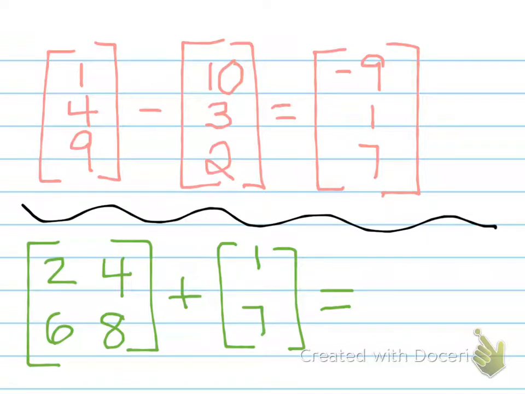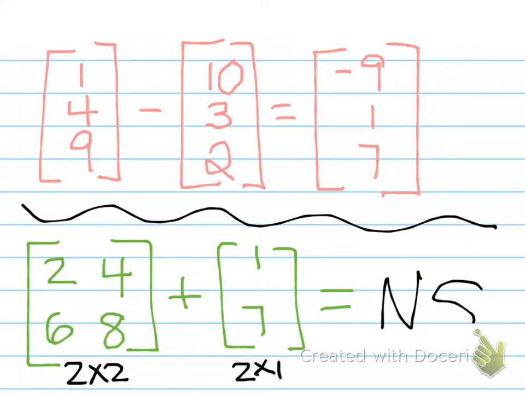So remember, both matrices have to have the same dimension. This is a 2 by 2, and this is a 2 by 1, which means they don't have corresponding element positions, so we cannot add them together.